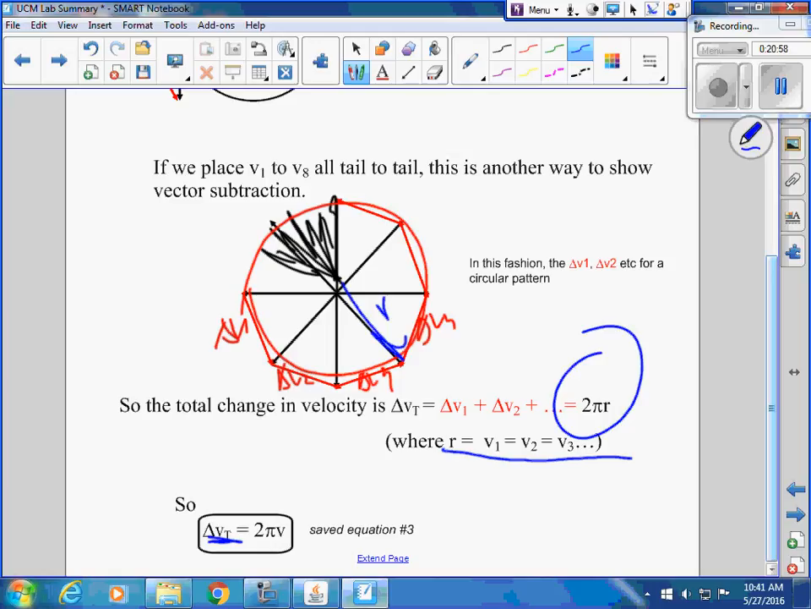Delta VT is equal to 2 pi V. So now I have 3 saved equations. Now comes the good part where I'm going to start putting them back together.